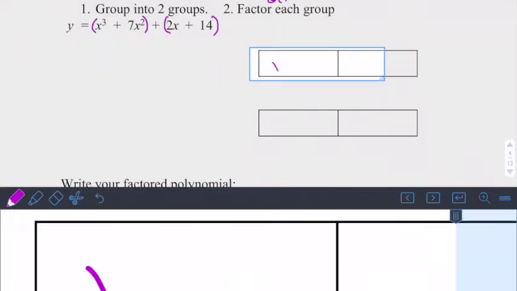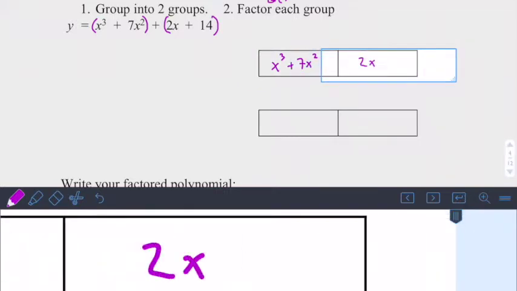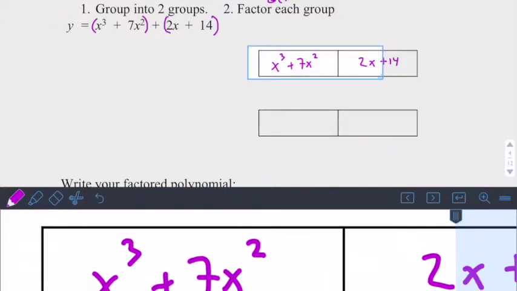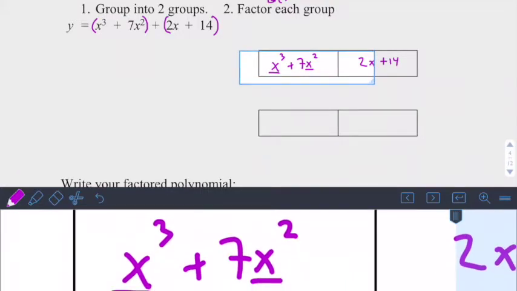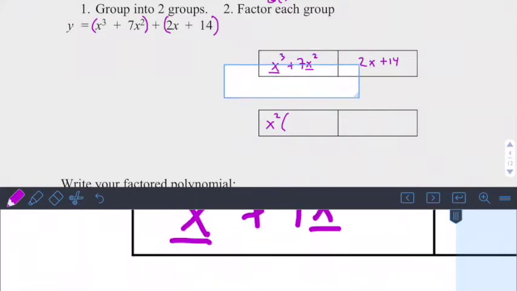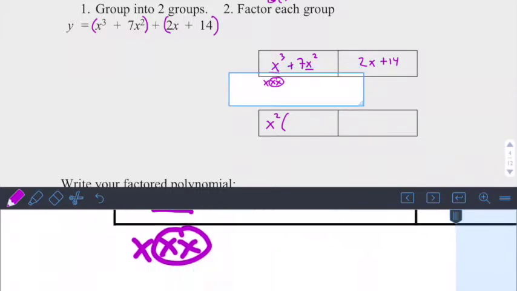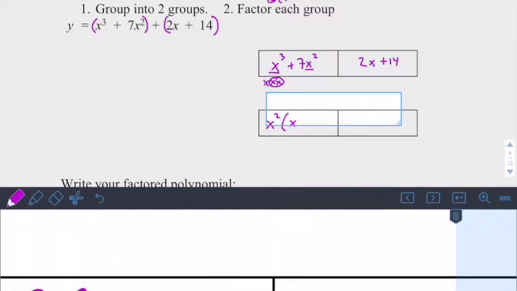So what I'm going to do is put x cubed plus 7x squared and 2x plus 14 in the box. And I want to divide out this x squared, you see, that I could factor the GCF out of. So if I bring an x squared out, I'm going to rewrite it like this. X squared, and then what's left over, remember this is x times x times x. If I bring an x squared out, I have 1x left over. And this one, if I bring my x squared out, I just have 7 left over.